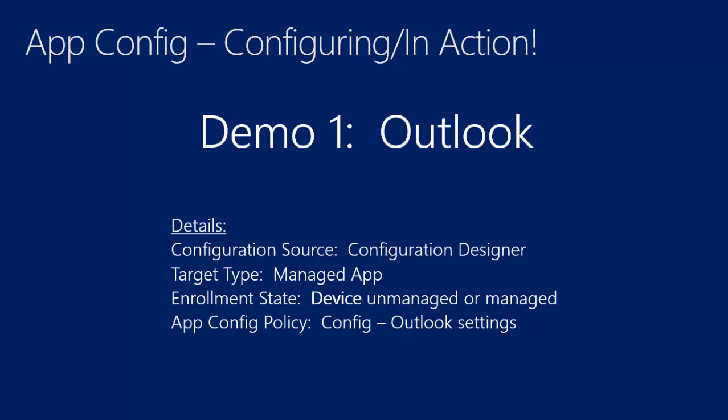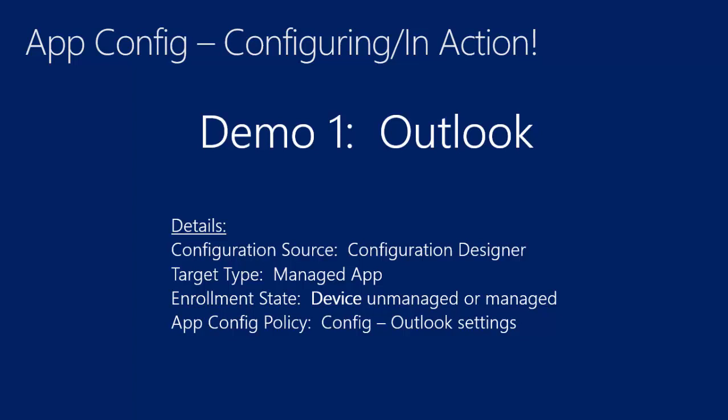Okay, so this specific demo, Demo 1, and Demo 2 will both be on Outlook. And so let me pull in the Intune console and show you how this is set up. And actually, before I do that, let me give you the details. So here on this one, the configuration source, the way I'm actually getting that app config data to the app, is by using the configuration designer. Very easy experience, as you'll see. Here, I'm targeting a managed app. Why?